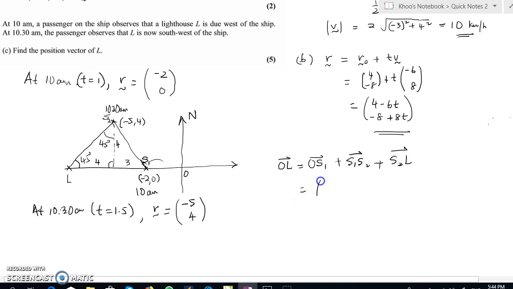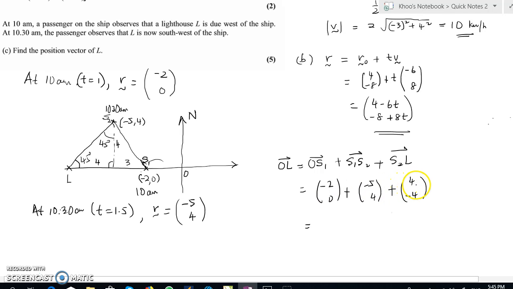OS1 is already minus 2, 0. S1S2 is the displacement vector. S2L, you're going down, right? So it's 4 units left, 4 units down. Once we add it up, you will get this answer.